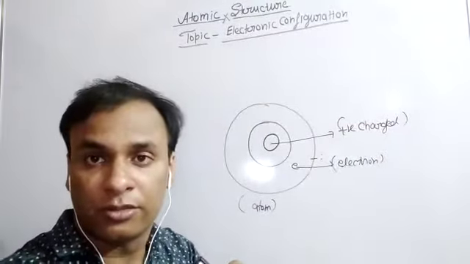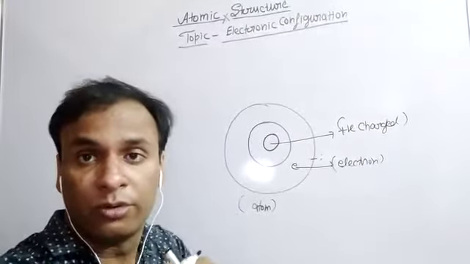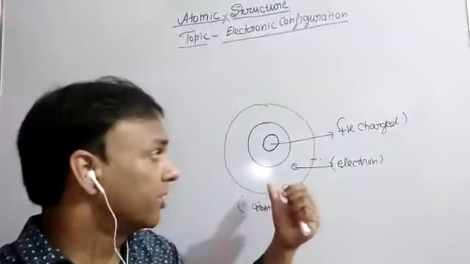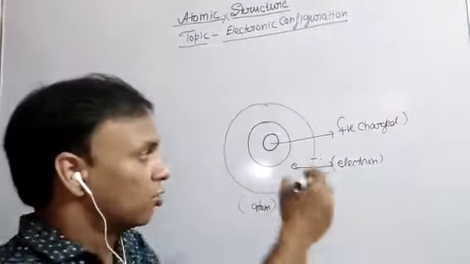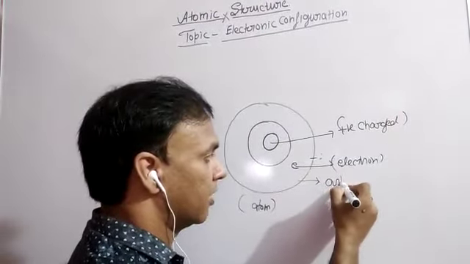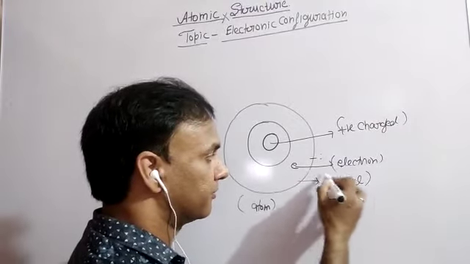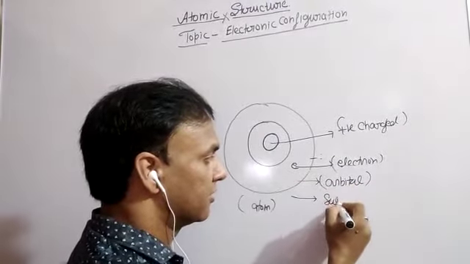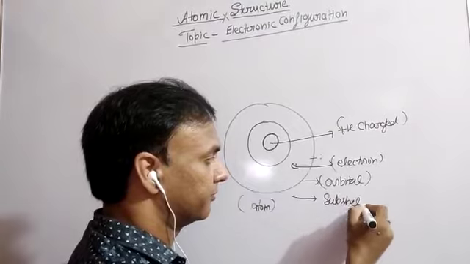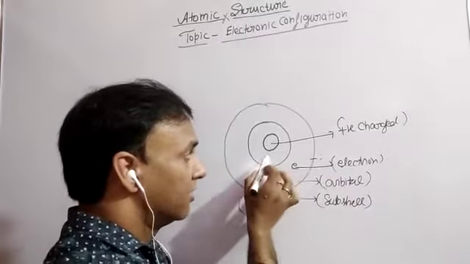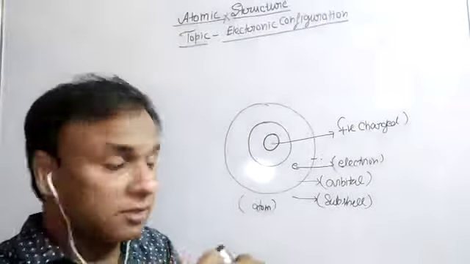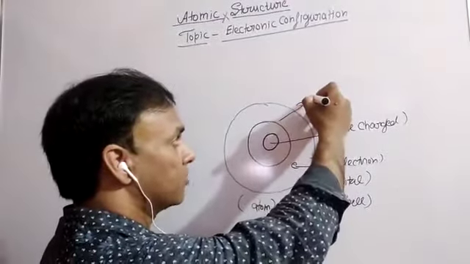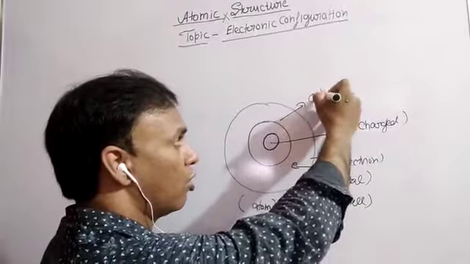Along with the electrons, a few more important terms are also present in the circular region around the nucleus, called orbitals and subshells. And this is the path where the electron revolves. This path is called the orbit.